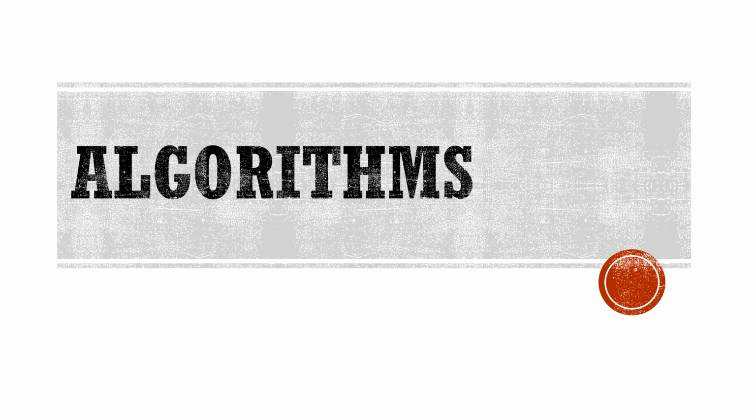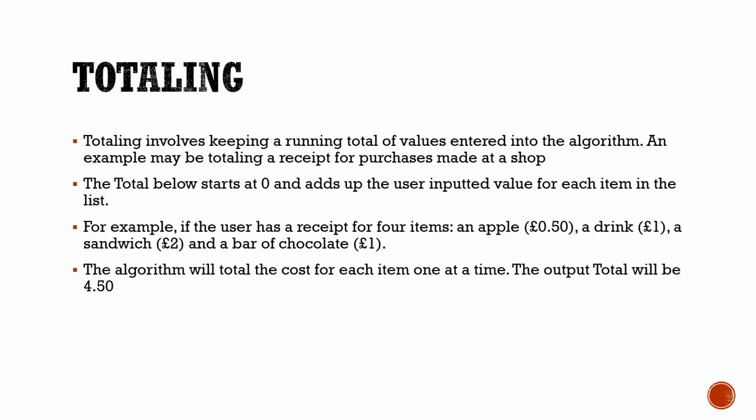Next, we will be talking about some built-in algorithms, some standard functions, standard code we actually use to solve our different problems, right? So the first concept is totaling. Totaling involves keeping a running total of values entered into the algorithm. An example may be totaling a receipt for purchases made at the shop.